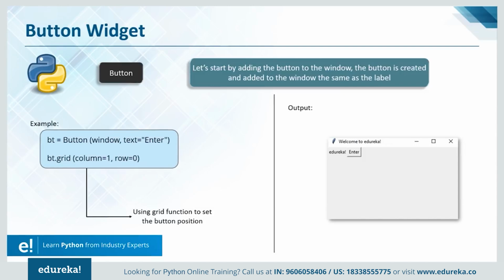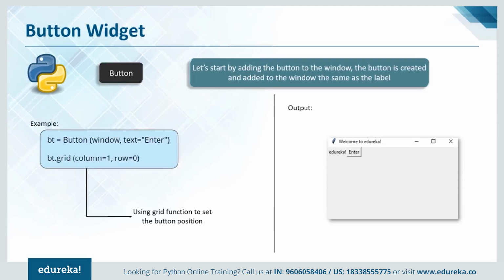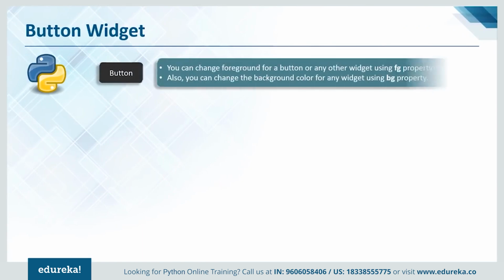As you can check out from the output, we have Edureka and the button we have is Enter. So it has been kept in the first column, on the top left. This is because the grid function takes two parameters, which are column and row. Since the column is 1 and the row is 0, the message appears in that particular place. In fact, we can also change the foreground for a button or any other similar widget as well.